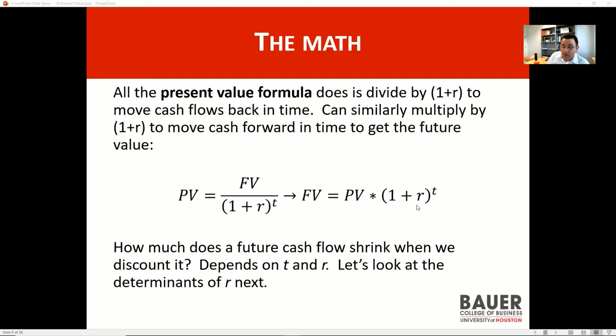To know how much you're discounting these cash flows, you have to hone in on the parameters. You have to hone in on r and T. Now, T is pretty simple. T is just the number of periods that you're moving things through time. r is more subtle, so I want to talk about the economic intuition behind r next.